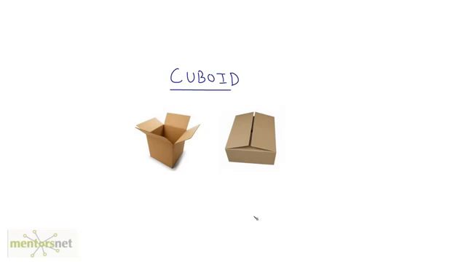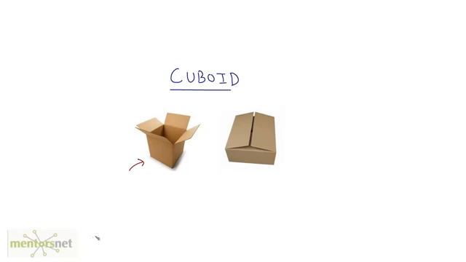So we live in a world which is full of cuboids. These boxes you're seeing are basically cuboids. Your room may be a cuboid. Your college building may be a cuboid. So pretty much everything may be related to cuboids.